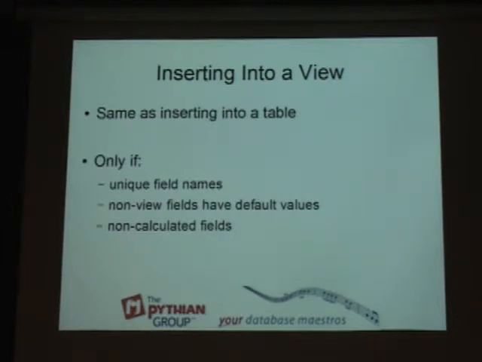And then the non-view fields have default values, this is what we just talked about, because if you have a field that's not in the view that doesn't have a default value, how does it know what to put in? And then non-calculated fields, and non-aggregated fields, obviously. But if you do have a where clause on rental date equals whatever, it can't undo the calculation. It just doesn't know how. There's no way to reverse the calculation to put the right source data into the column.